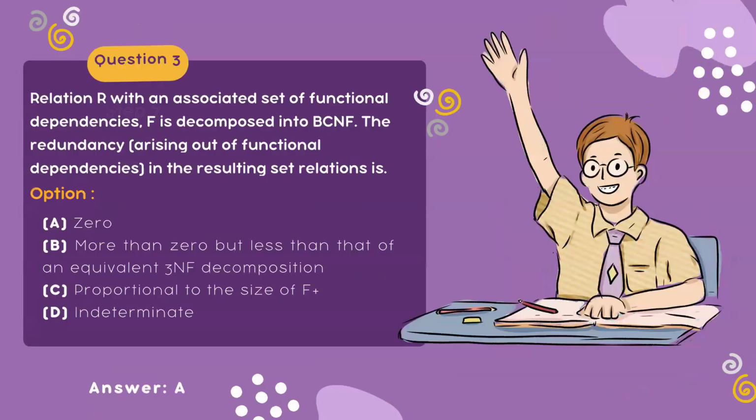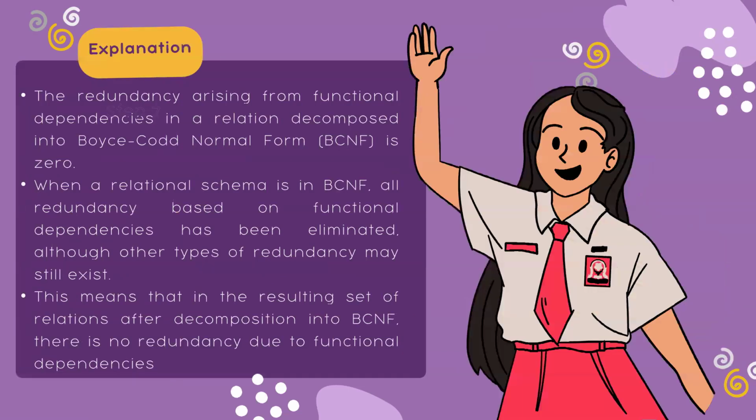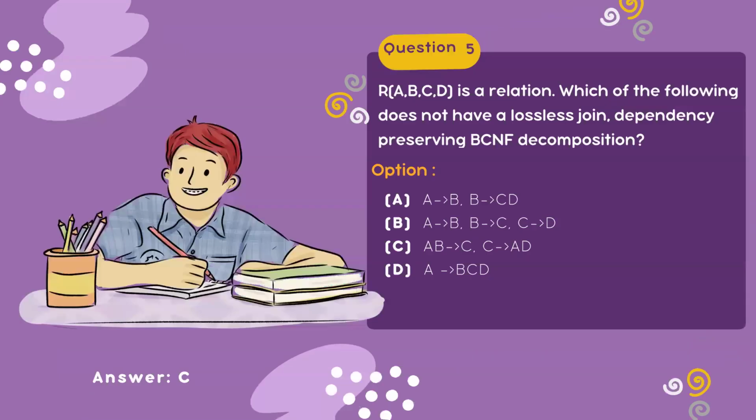A relation R with an associated set of functional dependencies F is decomposed into BCNF. The redundancy arising out of functional dependency in the resulting set is 0. It is 0 because when the relational schema is in BCNF, all redundancy based on functional dependency has been eliminated. Also, other types of redundancy may exist. This means that after decomposition into BCNF, there is no redundancy due to functional dependency.